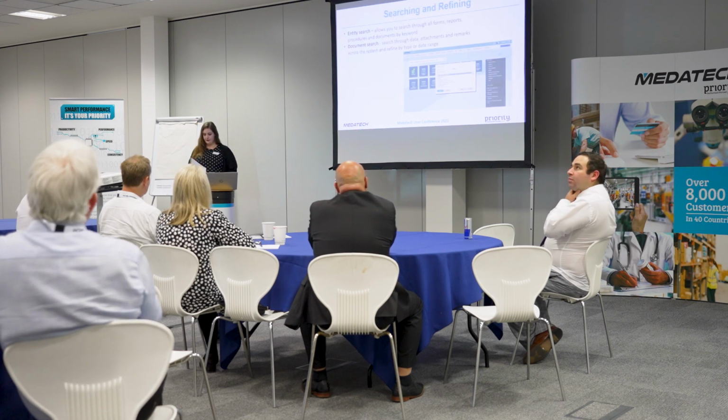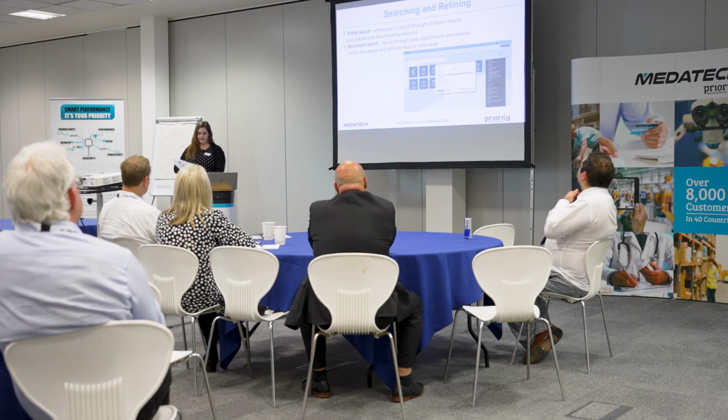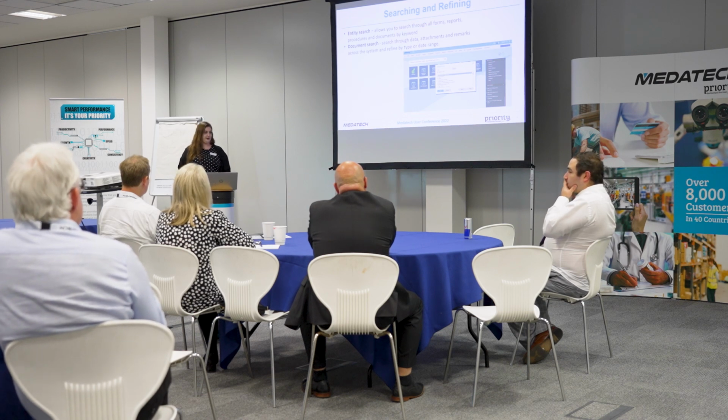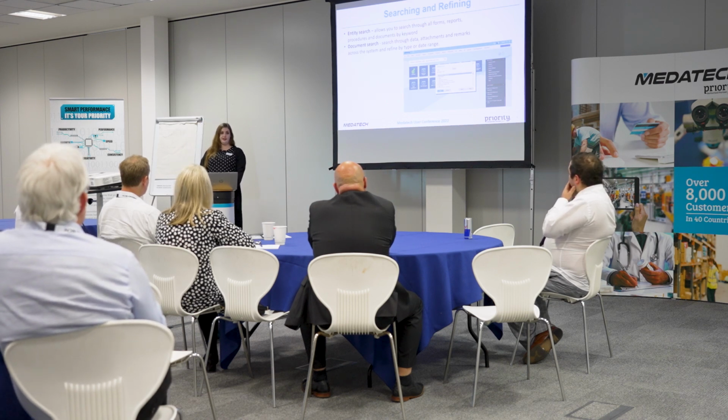So I want to start off with searching and refining. There's some fantastic built-in search tools in Priority. There's 2 types of search that I want to cover, the entity search and the document search. So the entity search is essentially a way for you to search through all of the items that live in Priority's rather large menu system.